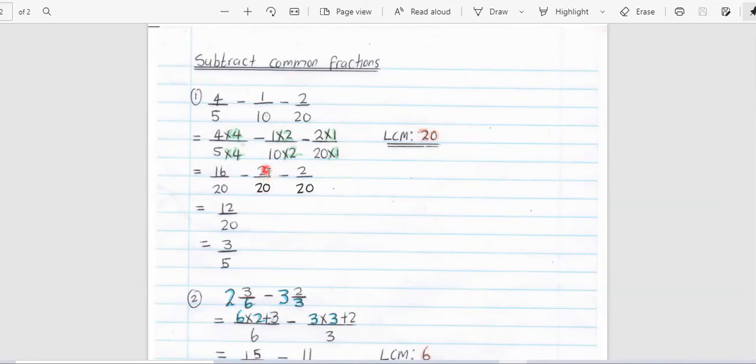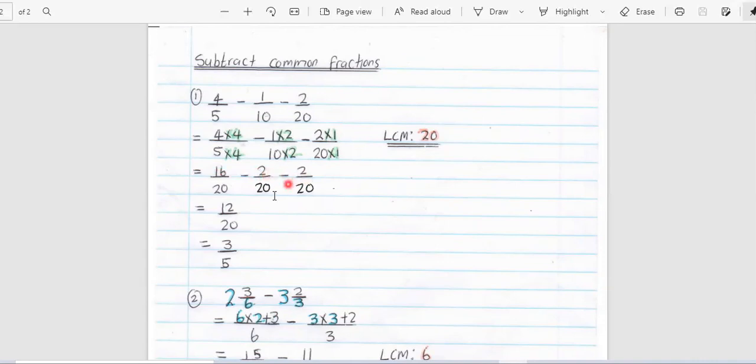Then next up, I'll have 2 over 20. Now, since my denominators are the same, I will keep the same denominator, which is 20. Then I will subtract. In this case, remember we're subtracting, so I'm no longer adding. So I will subtract my numerators. So I will subtract 16 minus 2 to give me an answer of 14.